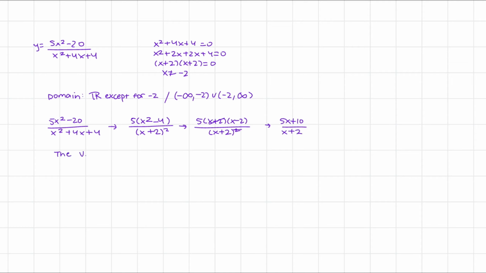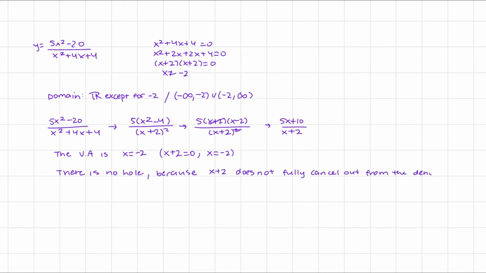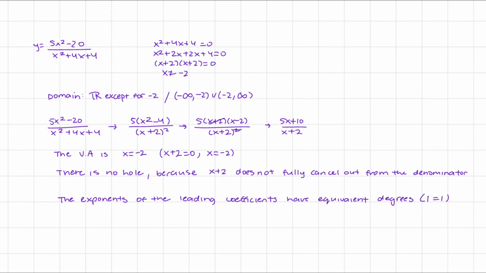The vertical asymptote is what's left in the denominator. x plus 2 is equal to 0. x is equal to negative 2. So the vertical asymptote is x is equal to negative 2. And there's no hole because x plus 2 doesn't fully cancel out. When you look at the exponents, you can see the values are 1 and 1. So the horizontal asymptote is the ratio of the leading coefficients.